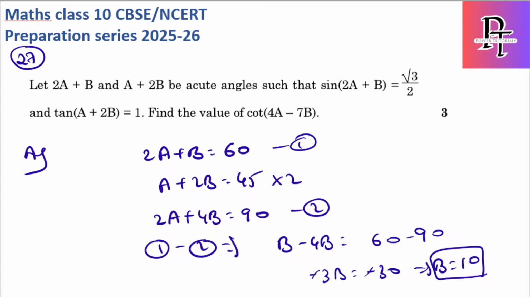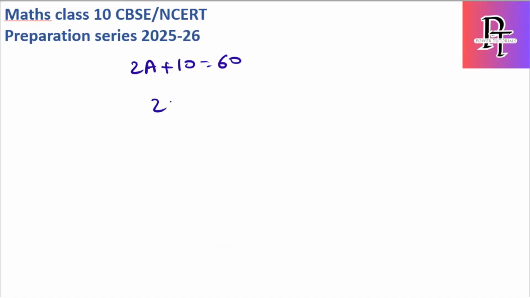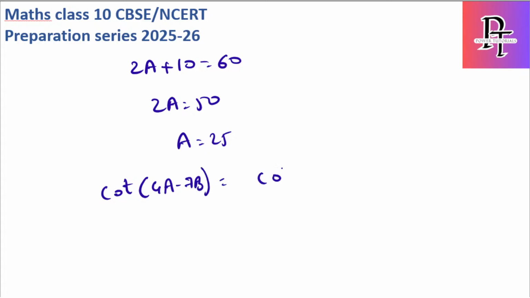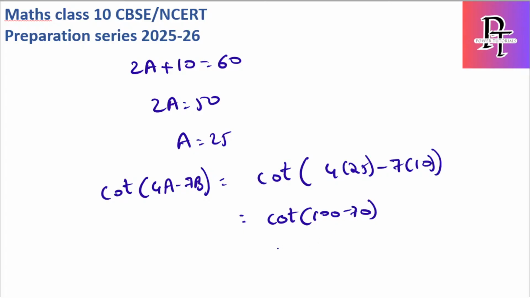Somewhere I made a mistake. 2A plus B is 60, A plus 2B is 45 into 2, so okay, B is 10, so 2A plus 10 is equal to 60, so 2A is equal to 50 and the A value is 25. Let's substitute in the required expression, cot of 4A minus 7B. So this becomes cot of 4 into 25 minus 7 into 10. 25 4s are 100, 7 10s are 70. So this is cot of 100 minus 70, which is cot 30 degrees. Cot 30 is root 3. So the final answer for this question is root 3.